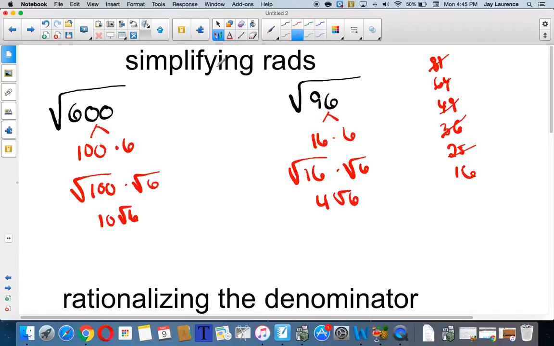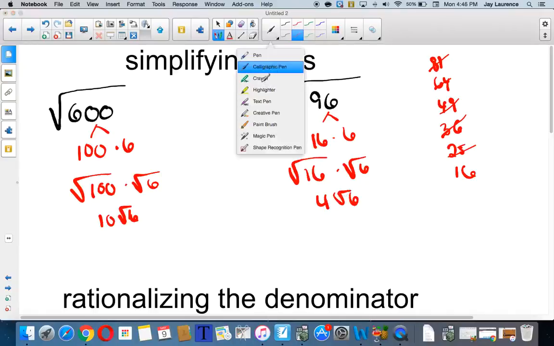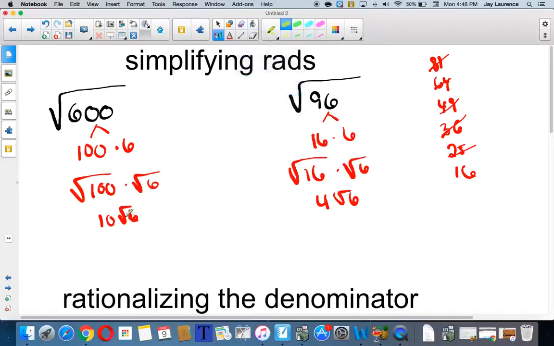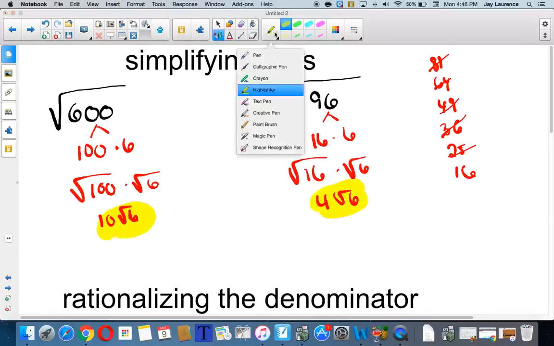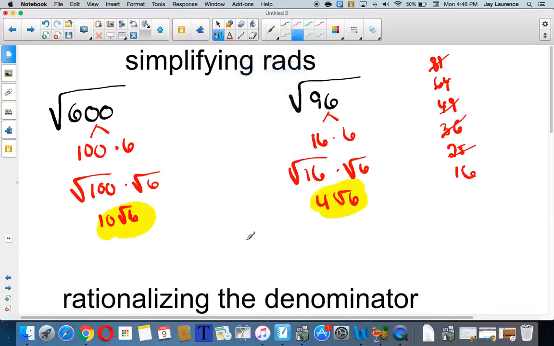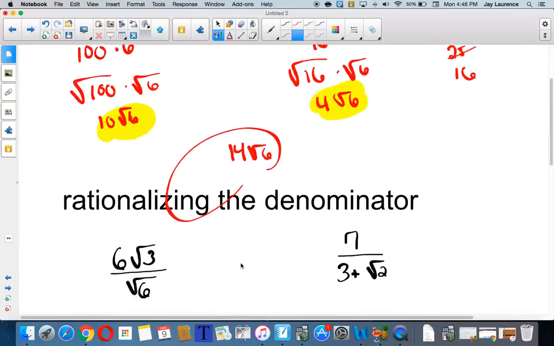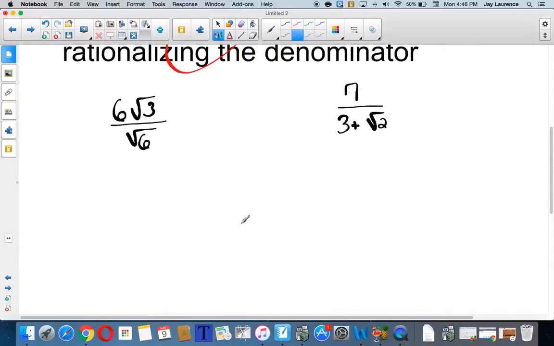But since I have 10 rad 6 and 4 rad 6, you know, I could kind of blend into something else. What would happen if I added these two answers together? Well, they're both like terms. Why? Because they're both rad 6s. So I could add them together and get 14 rad 6. And there you go.